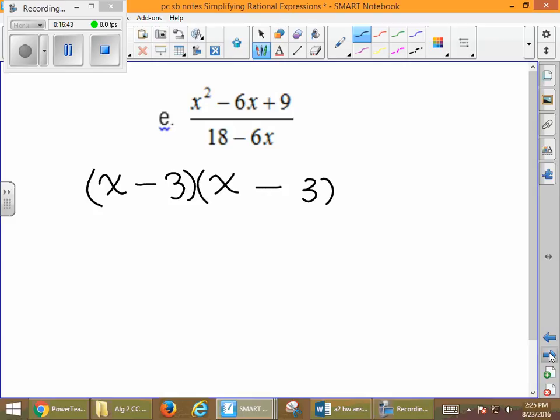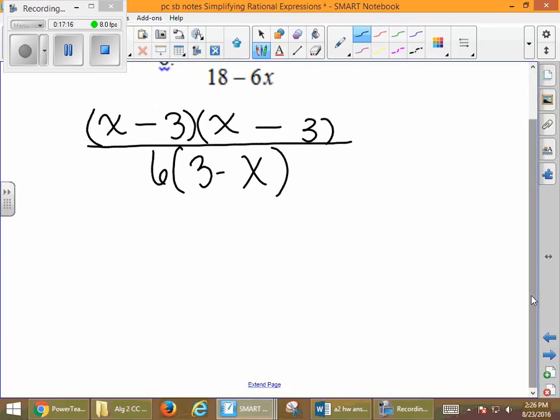In our denominator, we need to ask ourselves, do we have a greatest common factor? And lots of you nodding your heads, we do. A 6. And if we factor out a 6, we're left with 3 minus x. 6 times 3 is 18. 6 times x is 6x. And do we have anything exactly the same on the top and the bottom? We don't have anything exactly the same on the top and the bottom, but we're close.